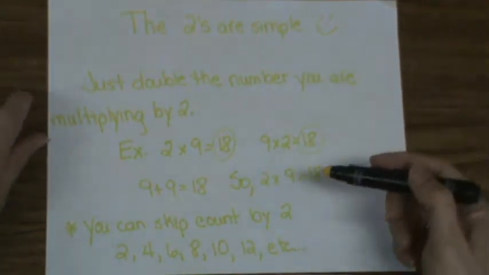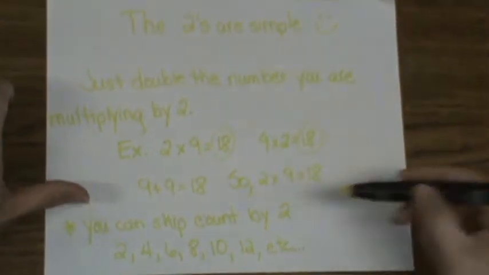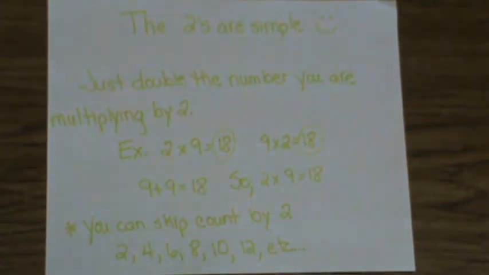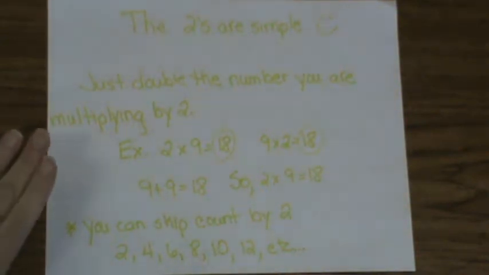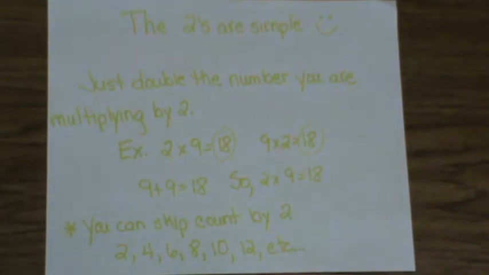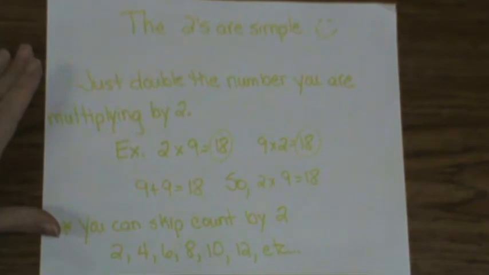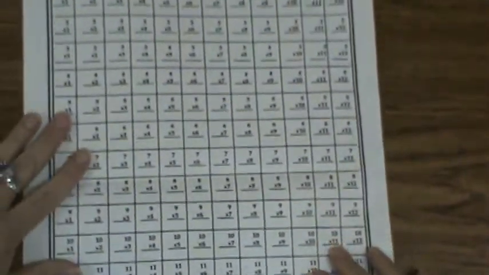Remember, the 2's are also simple because you can double, but you can also just skip count by 2's. 2, 4, 6, 8, 10, 12, etc. all the way up. And that's the easiest way to get to know your 2's in multiplication. So if we learn the ones, if we learn the 12 facts of 1, 1 times 1 through 1 times 12, and we learn 2 times 1 through 2 times 12, how many equations have we memorized? Well, let's look at our chart and see.